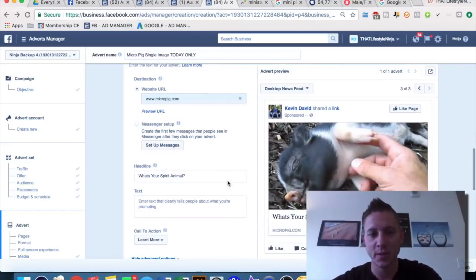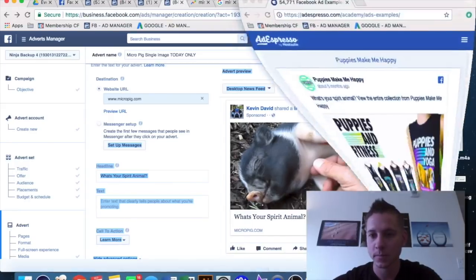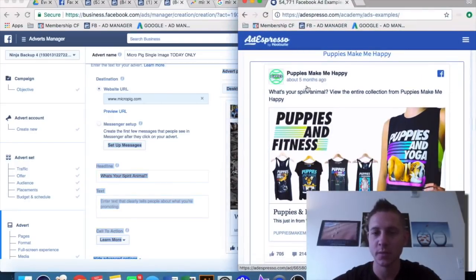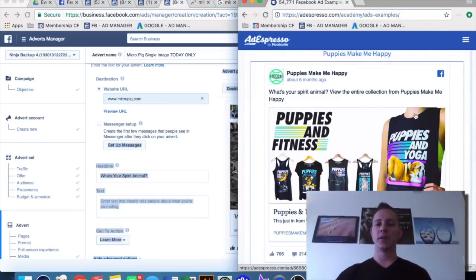So mini pig. There's a cute little pig. What's your spirit animal, right? So we're going to take another look at this. What's your spirit animal? View the entire collection from Puppies Make Me Happy, right? So this is a beautiful little advertisement. Let's say we're selling micro pig shirts and micro pig tanks and micro pig clothes, right?